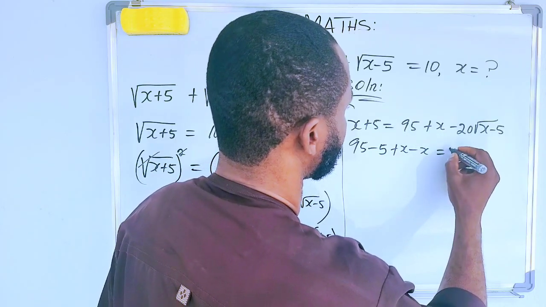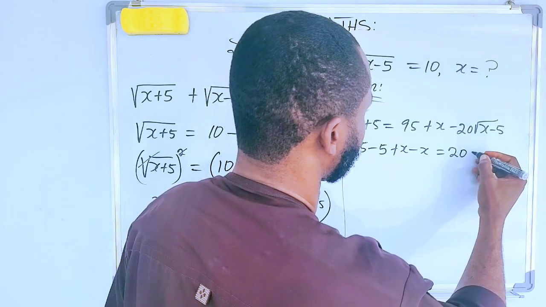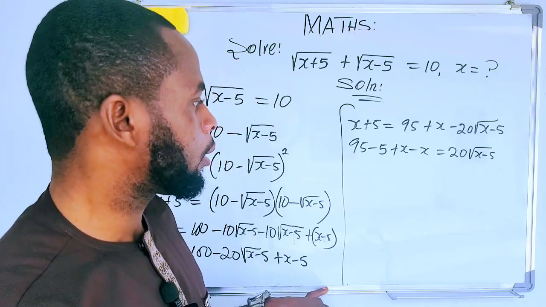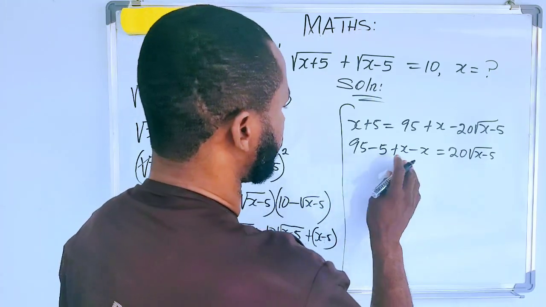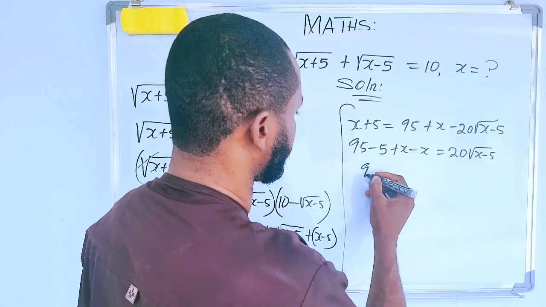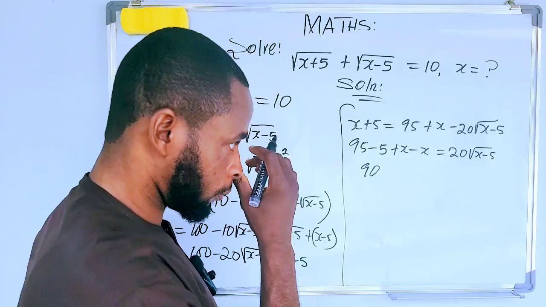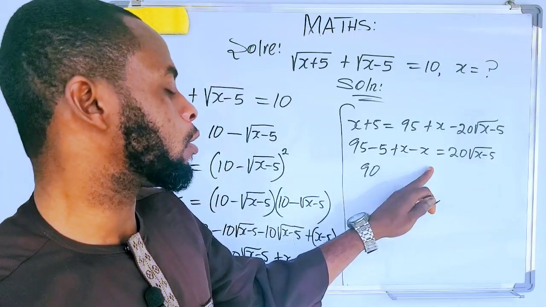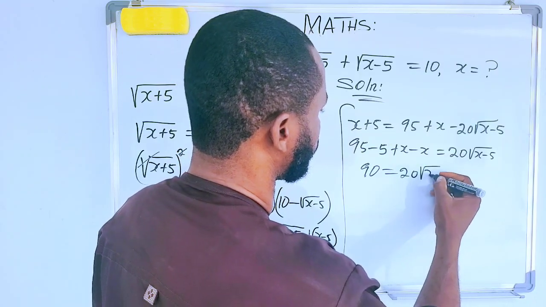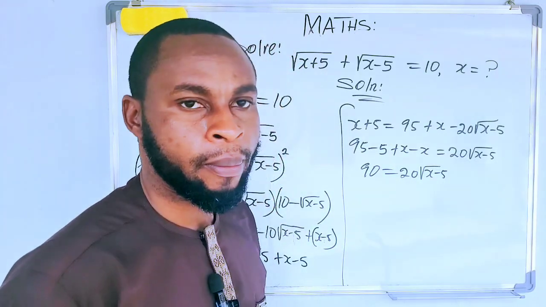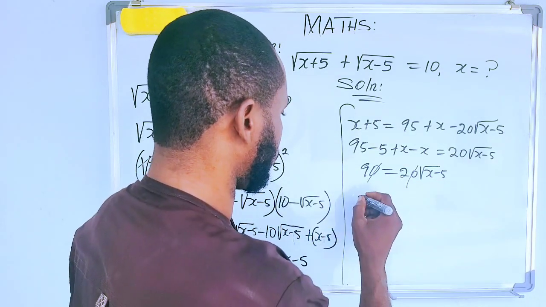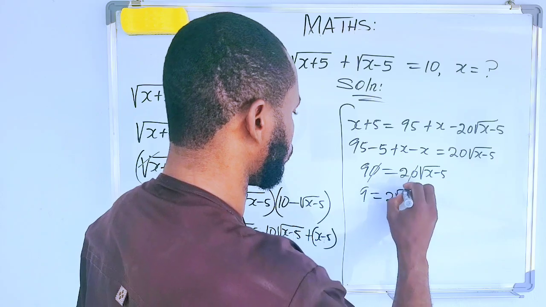equals 20 square root of x minus 5. Then here we have 95 minus 5, that will give us 90. x minus x, that will give us 0, and this equals 20 square root of x minus 5. But at this point, 0 will cancel out 0 here, and we have that 9 equals 2 square root of x minus 5.